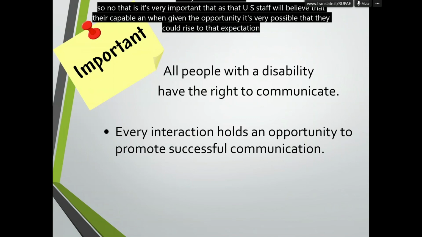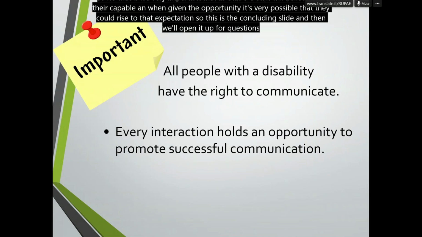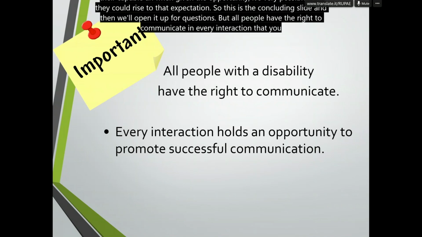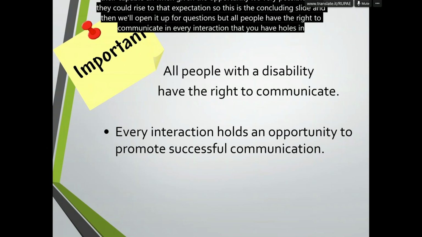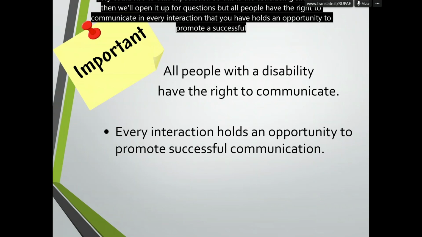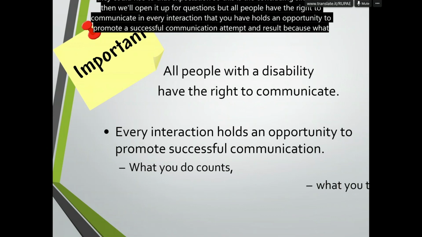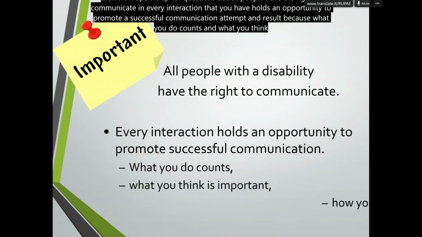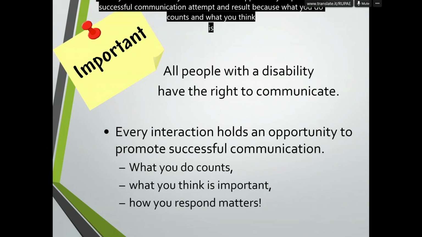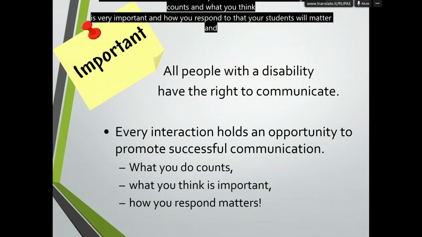This is the concluding slide, and then we'll open it up for questions. But all people have the right to communicate, and every interaction that you have holds an opportunity to promote a successful communication attempt and result. Because what you do counts, and what you think is very important, and how you respond to your students will matter. And I really thank you for joining me today, and I look forward to working with you more.